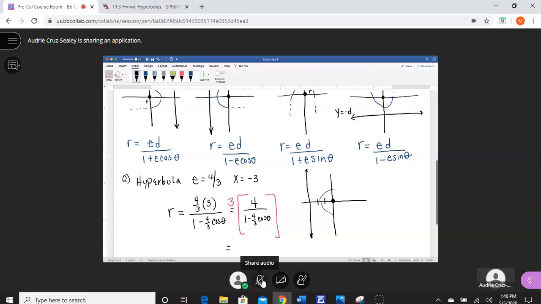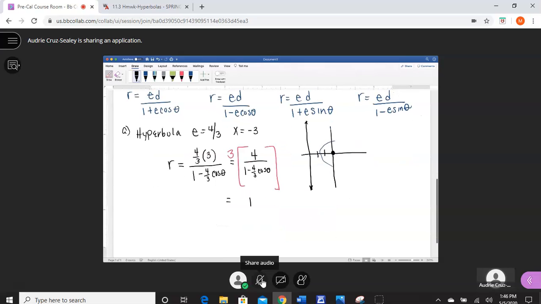When I multiply every single term by 3, I get 12 divided by 3 minus 4 cosine theta. No fractions besides the main one, which is what it likes. And this right here is your final answer. This is the equation for the hyperbola that matches those conditions.